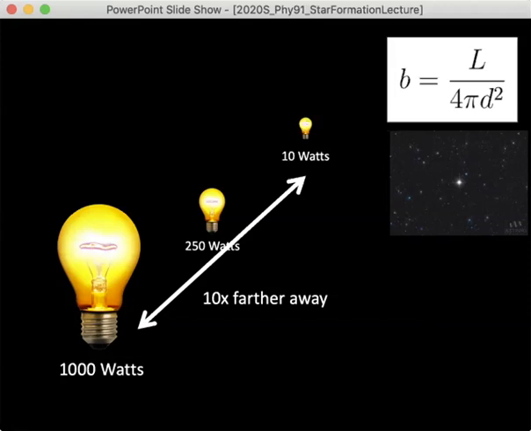But in astronomy, usually we want to do it a slightly different way. We usually, again, know the brightness. We can go outside, we can look at stars. Are they bright or dim? We can get a measure for the brightness or the intensity.